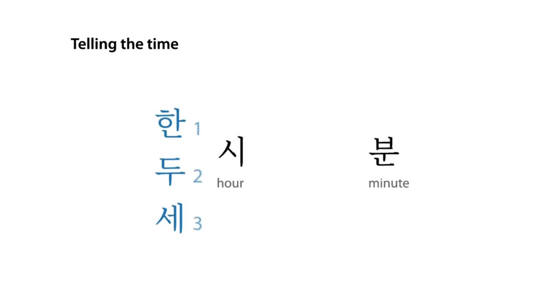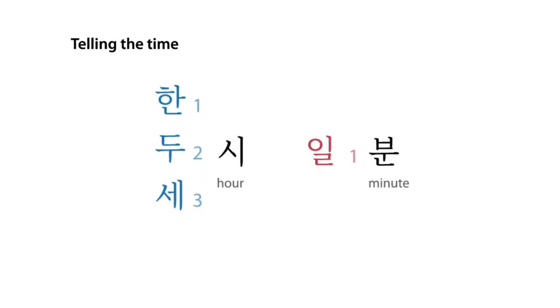There are also places when both systems are used together. For example, when we talk about the time, as in what time is it, we have to use both systems together. For the hour, we use the native Korean system, and for the minute, we have to use the Sino-Korean system. 1시, 2시, 1분, 2분.